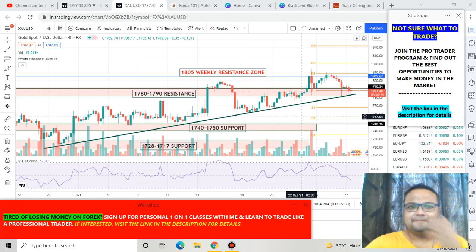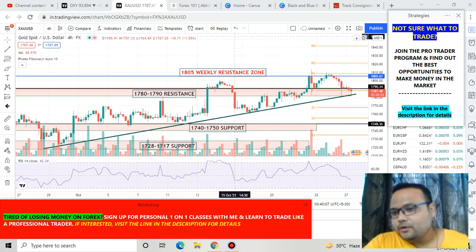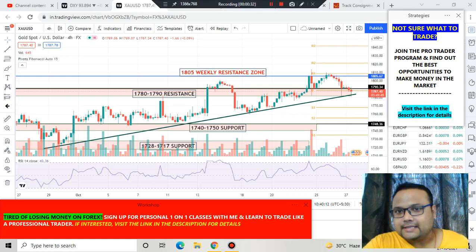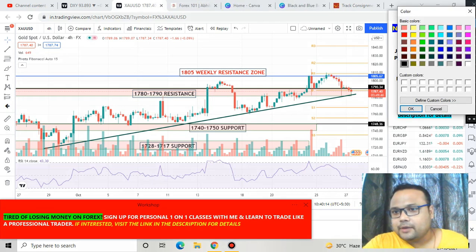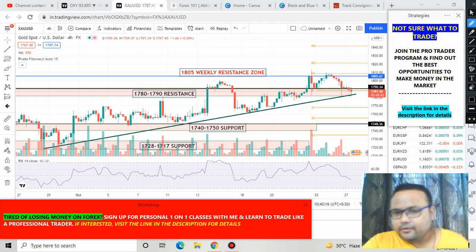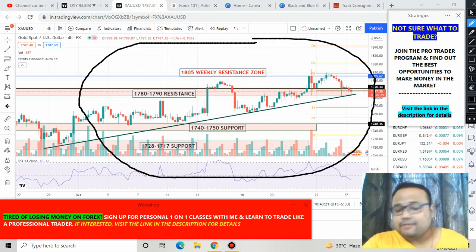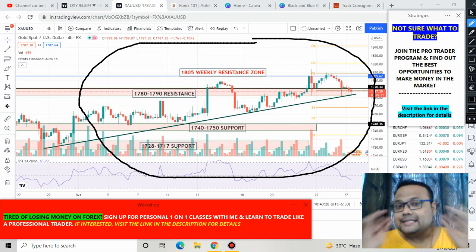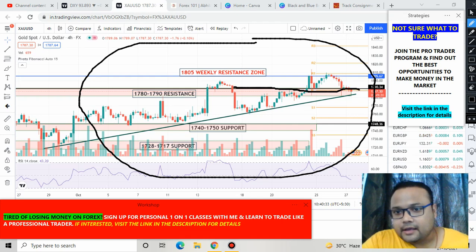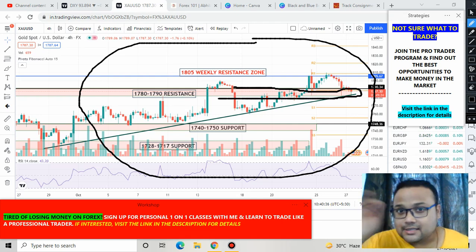So let's get started. This is the 4-hour chart of gold USD in front of us right now, and as you can see, gold is trading at 1787. This is the current market price of gold here, and if you have watched my previous videos, then you know this setup very well. 1790 to 1780 is the support zone for the market. It has been acting as a very crucial level, and still it is a crucial level. This level, 1780 to 1790, and you can see that right now the market is just standing at the support.